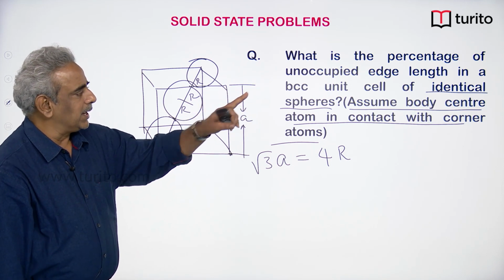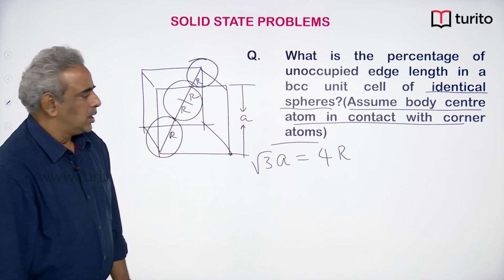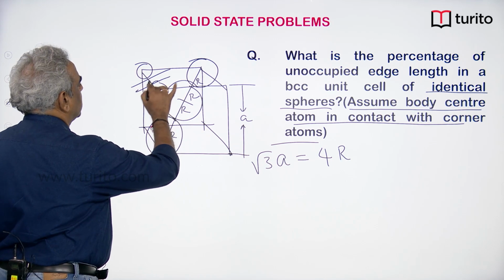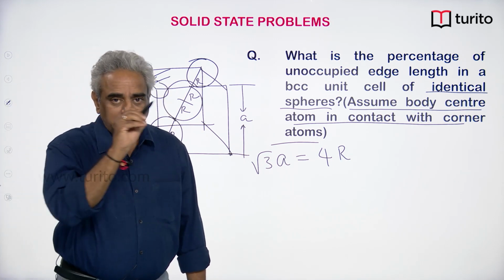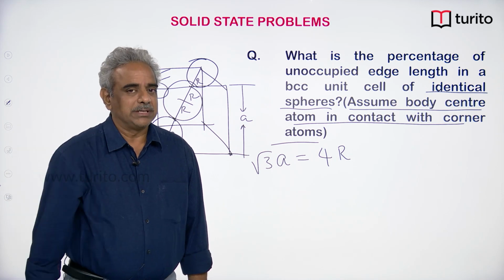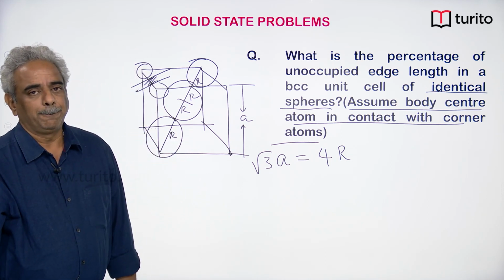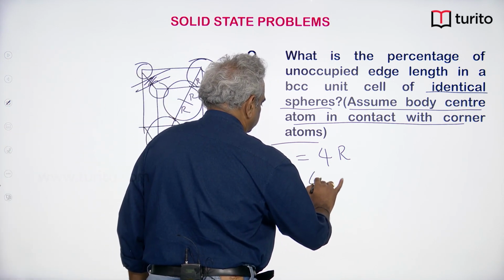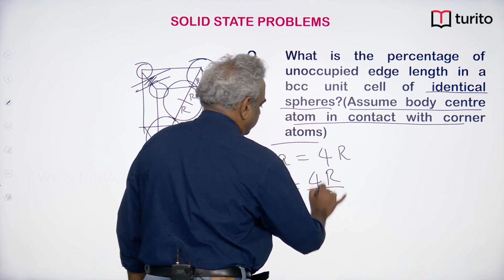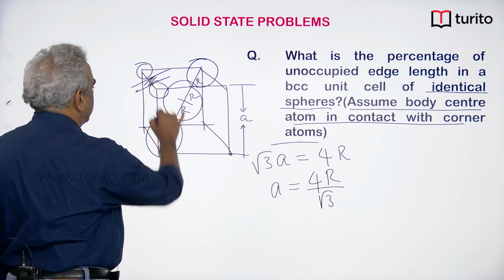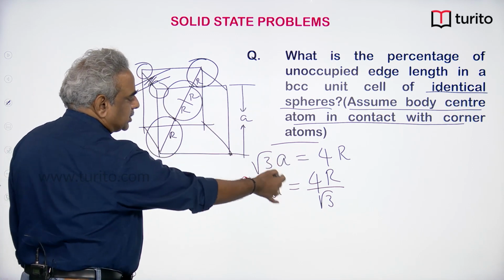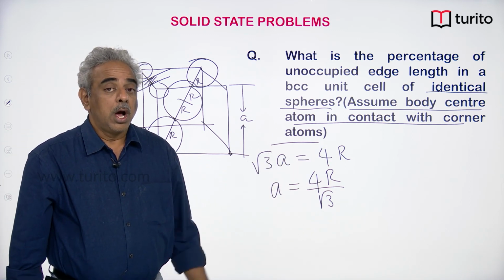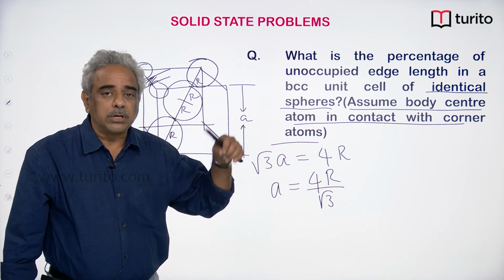On the edge length, how much space is not occupied? So, if you take the edge of it, there are spheres in the corner, there is some space wasted. In that length, what is the wasted space, the unoccupied space percentage? And we know A is how much? 4r by root 3. Edge length is 4r by root 3. This edge length, from this relation I got to be 4r by root 3, out of which how much is occupied and how much is not occupied.